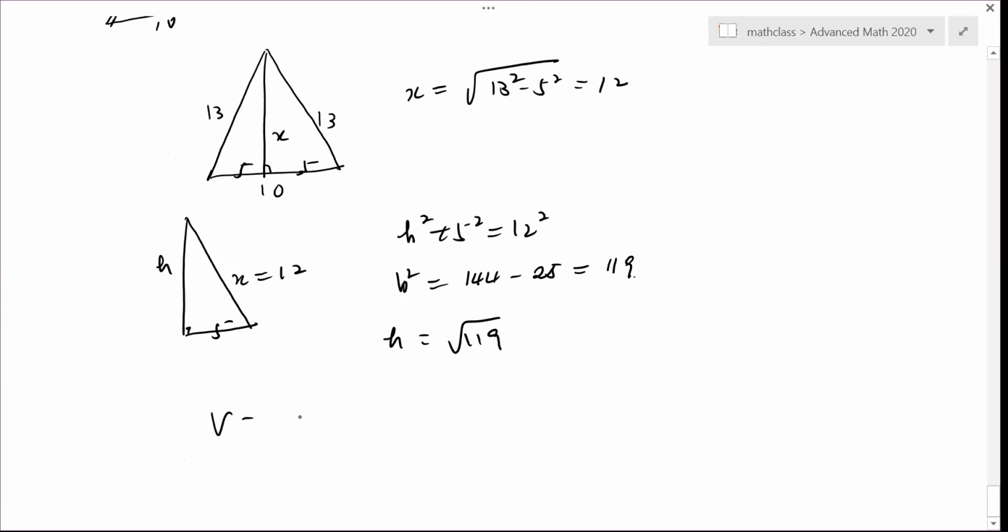So the volume is going to be 1/3 times the base area times the height. So it's 1/3, the base area is 10 squared, the height is the square root of 119. Okay, so that is the answer. Got it?